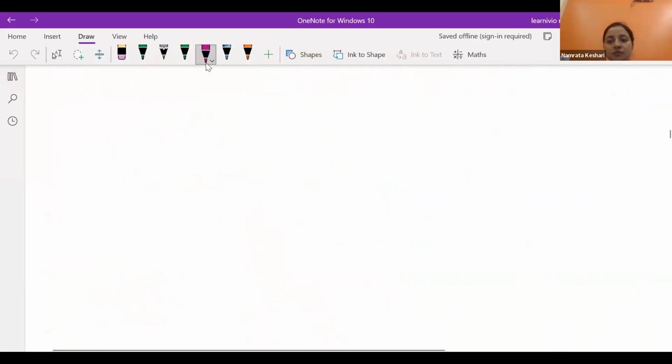Can you see the screen, Salwa? The white blank screen? Yeah, the white blank screen.